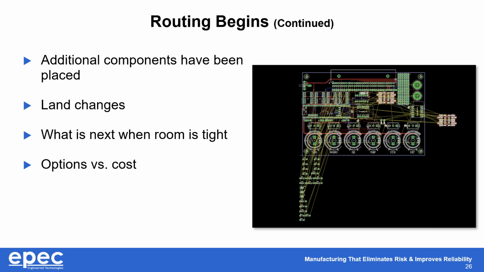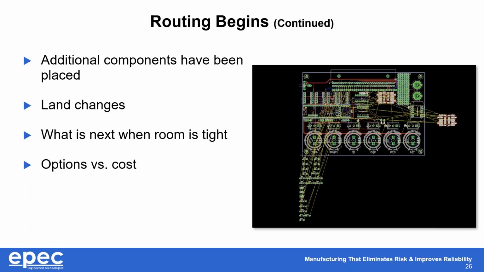So routing begins after we've got some components placed. You can see here now, same board, we have dropped on plenty more components and the traces have started to be routed in, which is the red or the blue that you'll see. As the land changes where we're placing components, there may be room to move some of the components around.